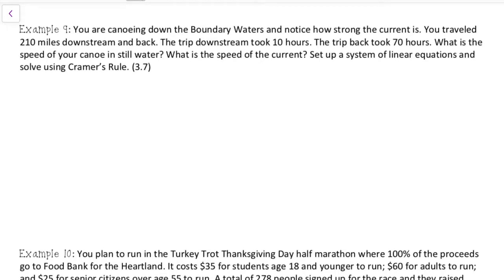Well, this is going to be a distance equals rate times time problem. So we want to let x and y stand for the speed of you in your canoe, and y can be the speed of the current. And that is just always the pattern that we follow when we set up our distance equals rate times time problems. Notice that's also what we're asked to find. What is the speed of your canoe? Oh, good, that's one of our variables. What is the speed of the current? Great, that's the other variable.